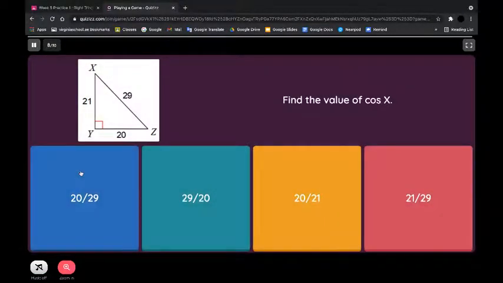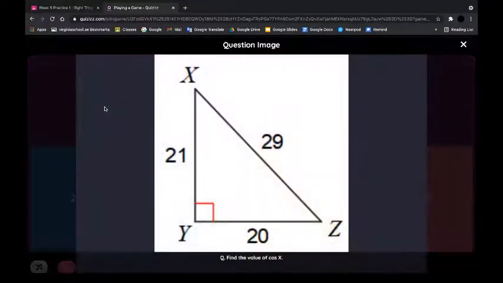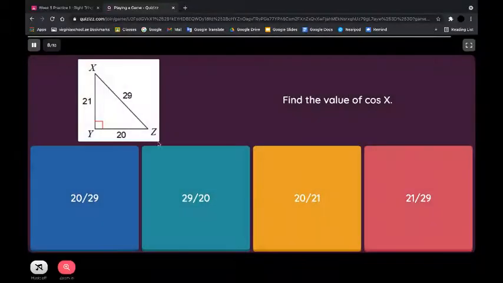Find the value of cosine of x. The formula of a cosine of an angle is adjacent over hypotenuse. The adjacent side to angle x is 21 and the hypotenuse in this triangle is 29. So it's 21 over 29.